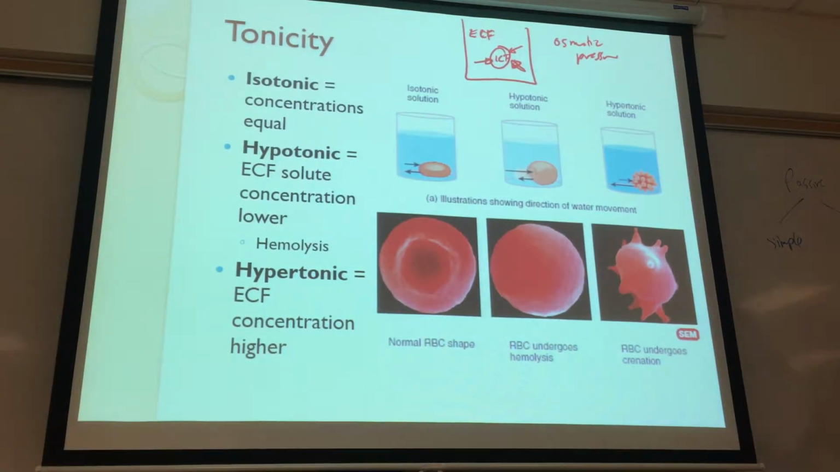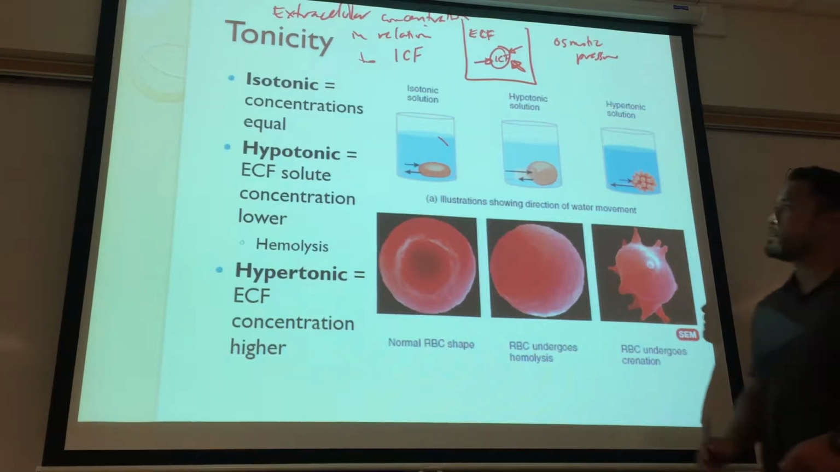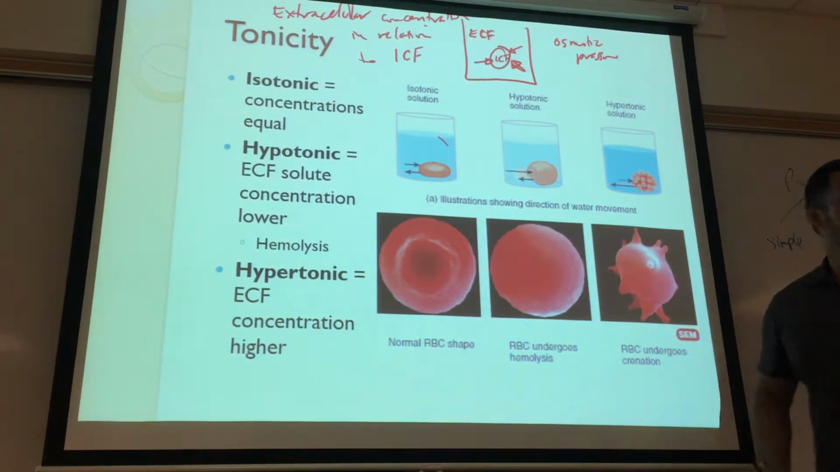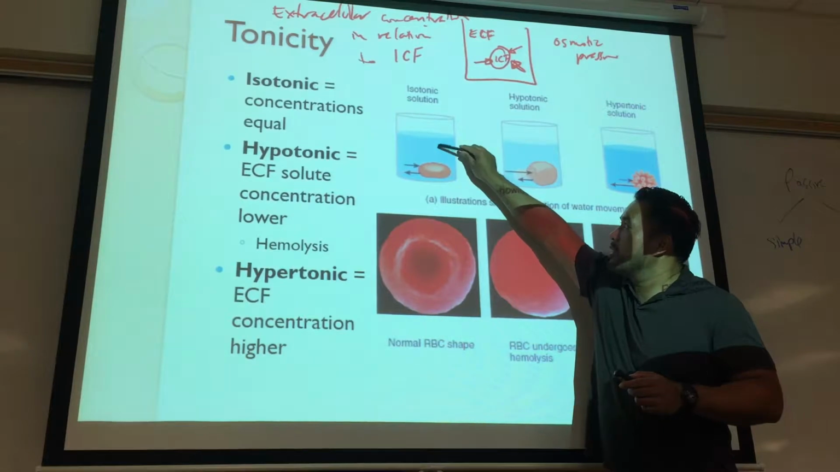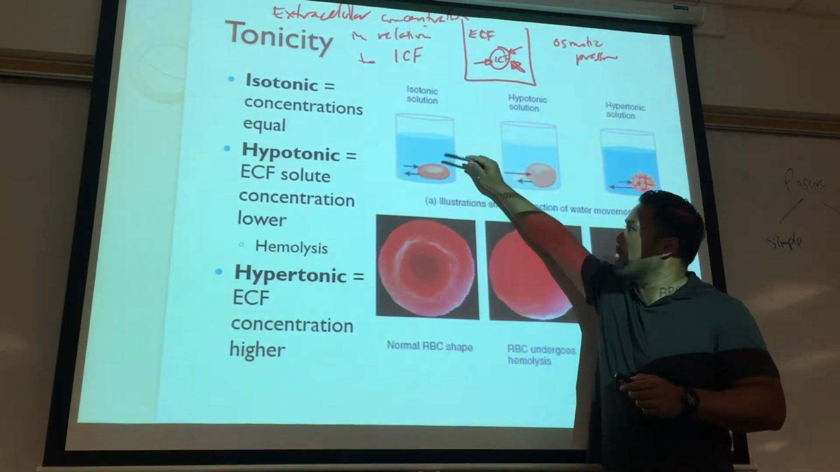Now, let's take a look at the term tonicity. Tonicity, the easiest way to refer to this, is the extracellular concentration in relation to the intracellular fluid. In other words, tonicity refers to the solvent, the aqueous solution on the outside. And it wants to measure how much solute is in the aqueous solution compared to the inside.